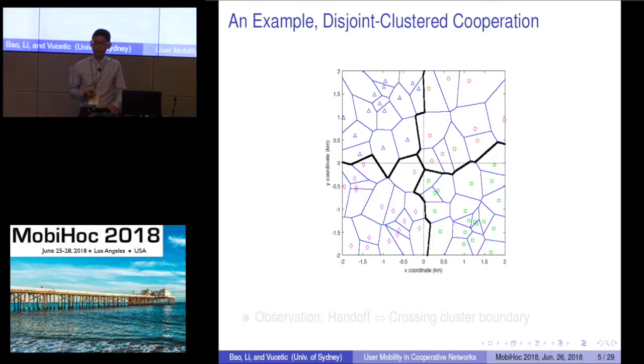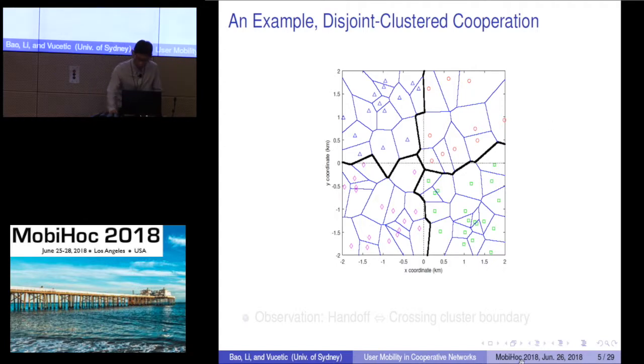Then let's look at what happens if we have cluster operation. In this case, we have four clusters. If the base stations are in this square, it's cluster 1. If the base stations are in this square, it's cluster 2. So we have these clusters of base stations. However, we can see that the cluster boundary is very complicated. This corresponds to the black line.